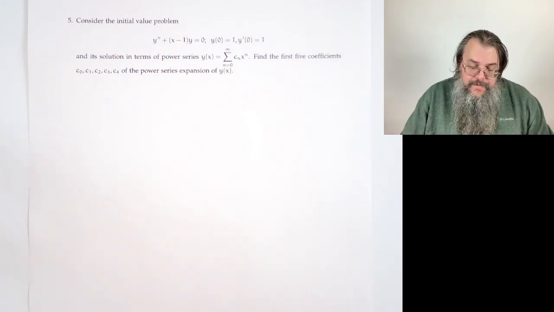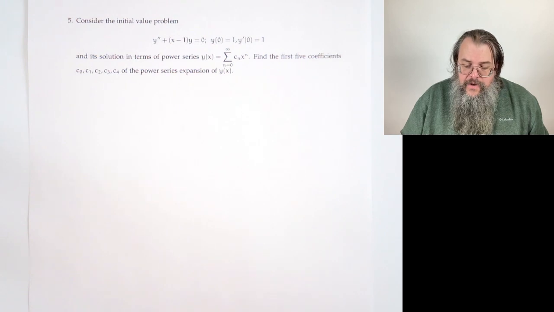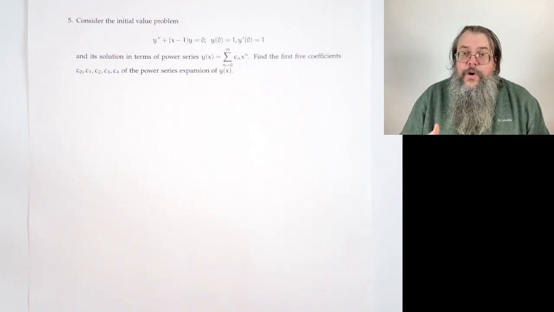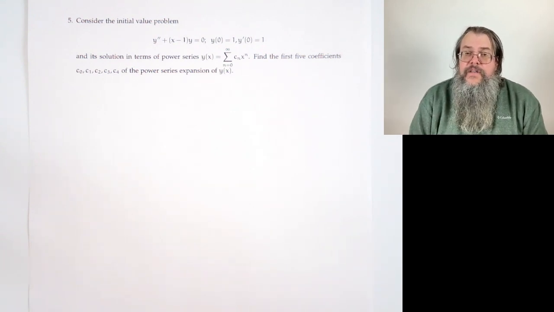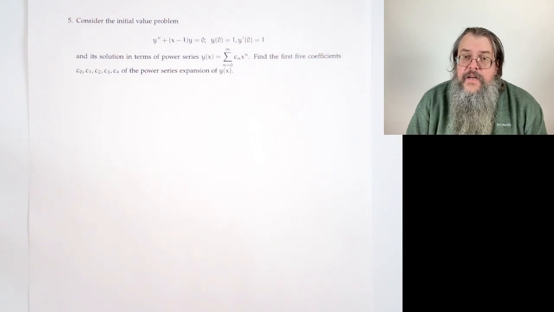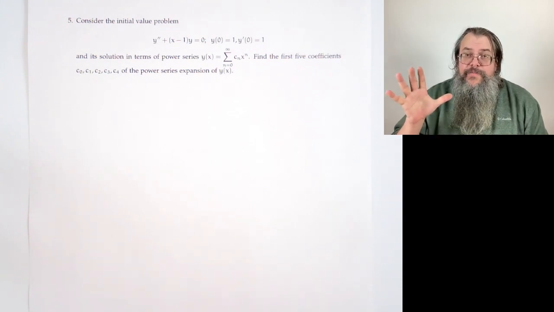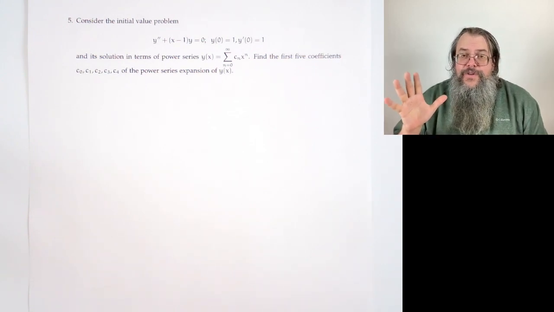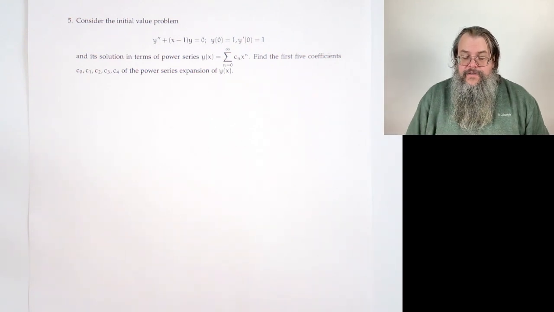Consider the initial value problem: y double prime plus (x minus 1)y is equal to 0, and y of 0 equals 1, y prime of 0 also equals 1. And a solution in terms of power series, y of x, is the sum from 0 to infinity of some unknown coefficient c_n x to the n. Find the first 5 coefficients, c0, c1, c2, c3, c4, of the power series expansion of y of x.